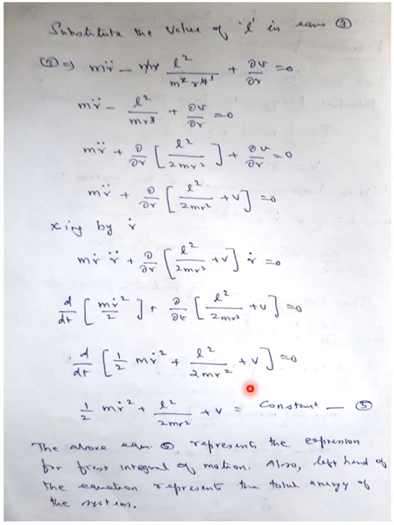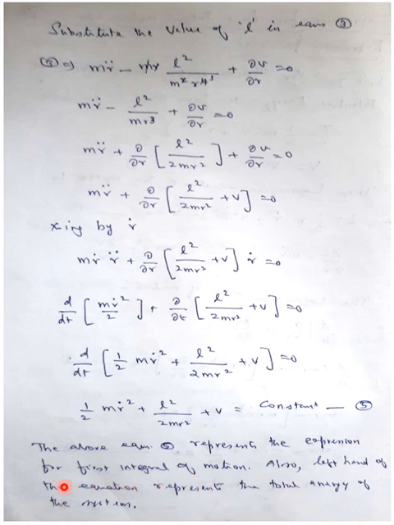L square divided by 2mr cube. Mr square, 2mr square. That is, 1 by r square is nothing but minus 1 by r cube. Therefore, this value 2 by r cube will come, so 2 will be cancelled. The same thing will happen. Therefore, dou by dou r, instead of L square by mr cube, you are changing into L square divided by 2mr square. This term only is new for you.